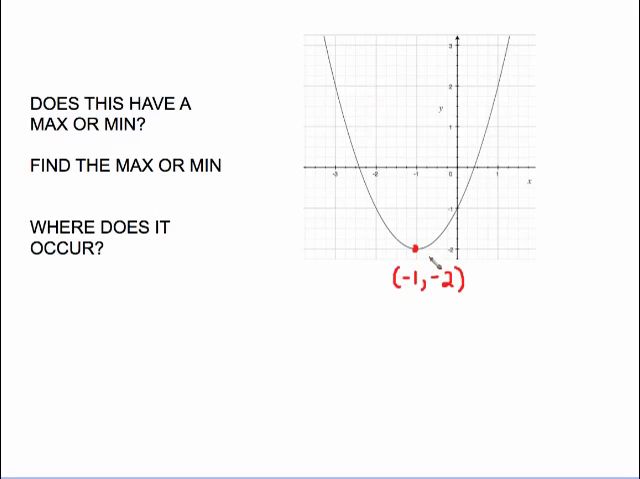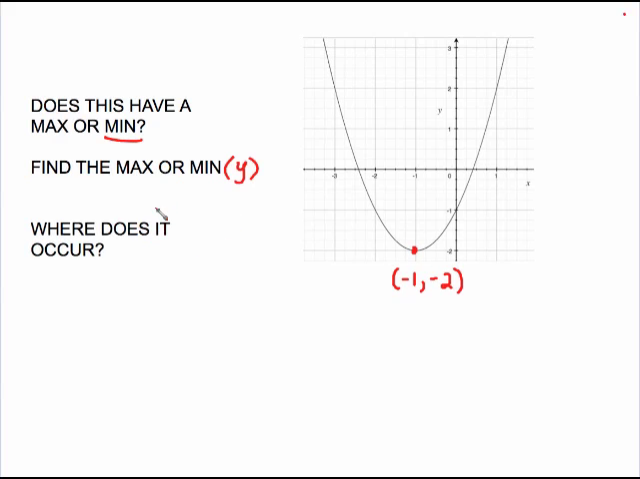Here's a parabola I've already graphed for you, and I've indicated what the vertex is from the graph. Does this have a max or min? Well, looking at the picture, it's pretty obvious that it has a minimum. To name the max or min, remember that is the y value, so the minimum is -2.